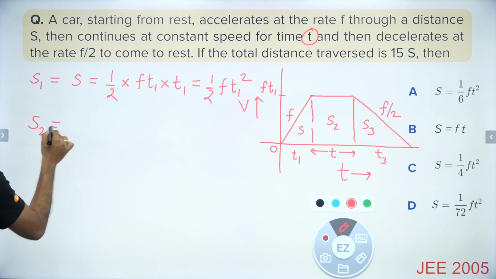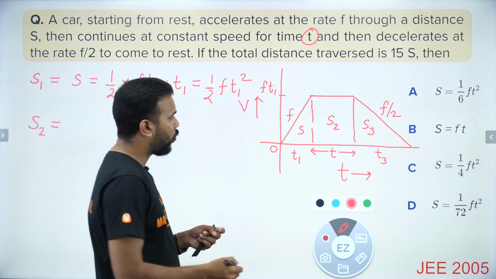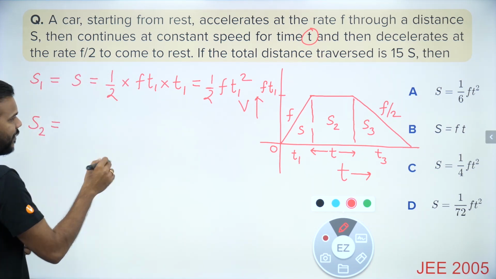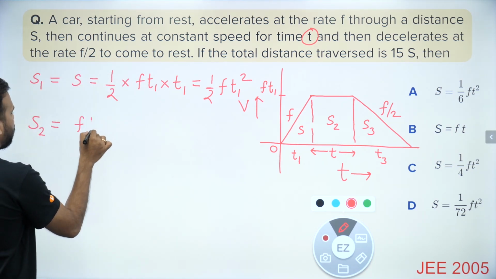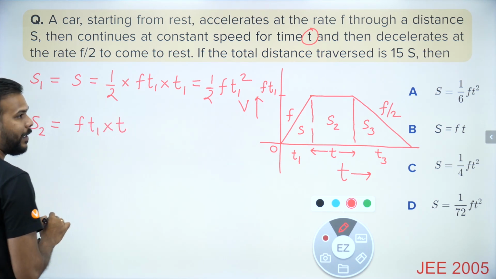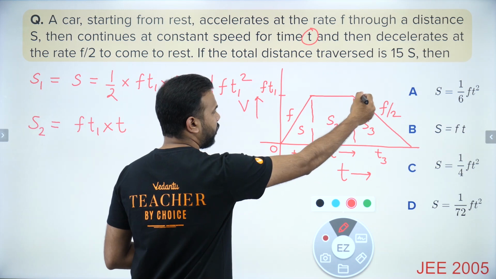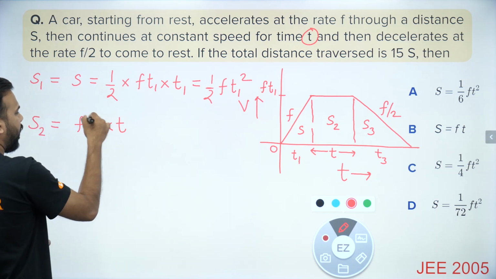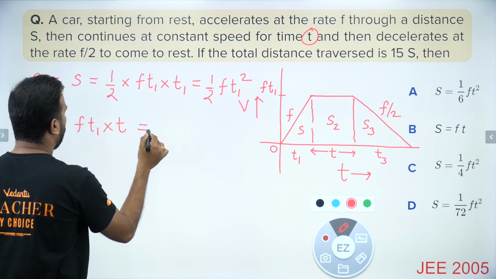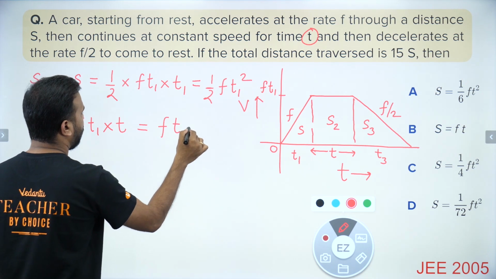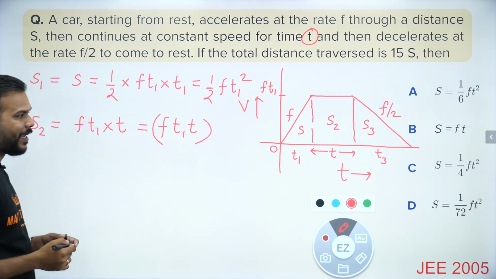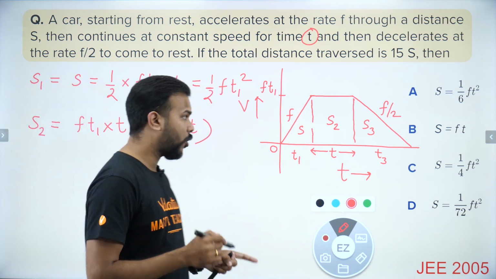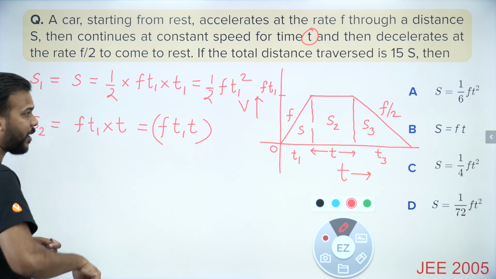Now what is equation number 2 is for S2. Now S2 is basically uniform motion, and what you see here is basically a rectangle kind of shape being formed. So easily I can say it is length into breadth, which is f times t1 multiplied by t, because this is the length, that is t, and the height is f times t1. That means what we get is f times t1 into t. This is S2. Okay, and the answer, as you can see in the options, is in terms of f and t, not in terms of t1, because t1 and t3 are something that we have assumed.